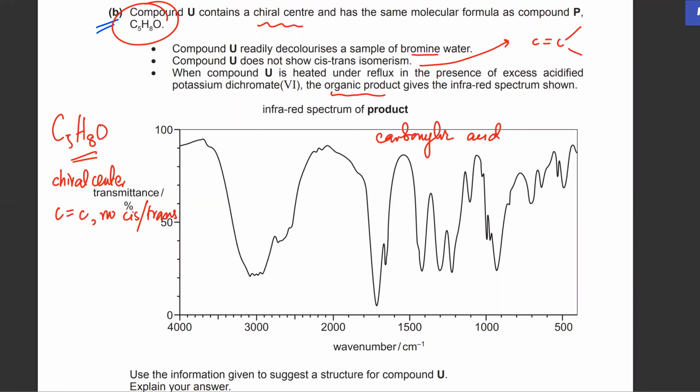And is this a carboxylic acid? It is, because there's a broad absorption. So there's this broad absorption. तो हमें पता तो लग गया कि the product is carboxylic acid.